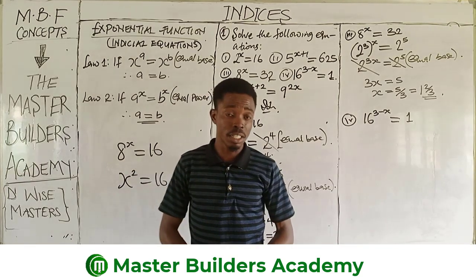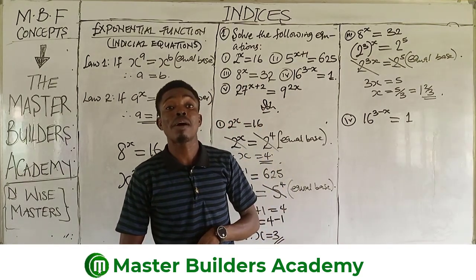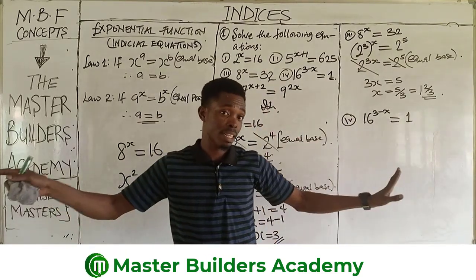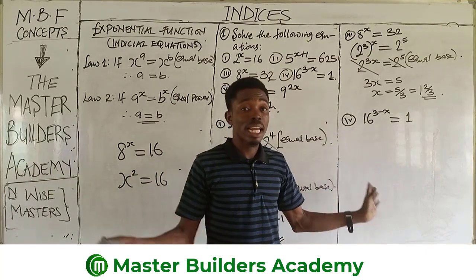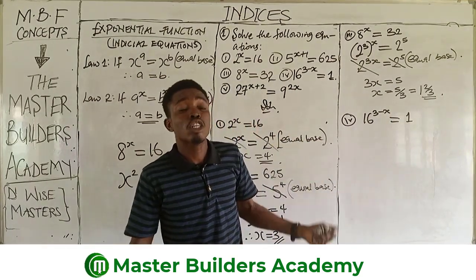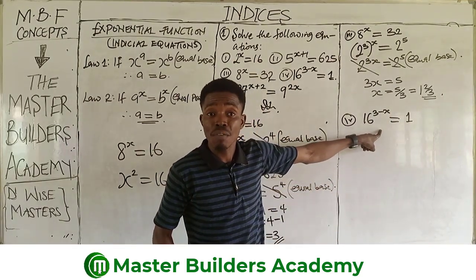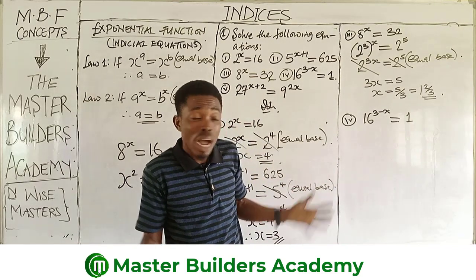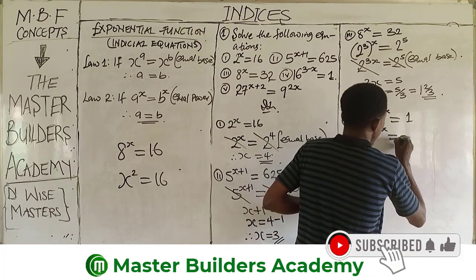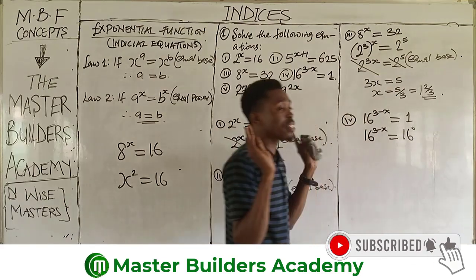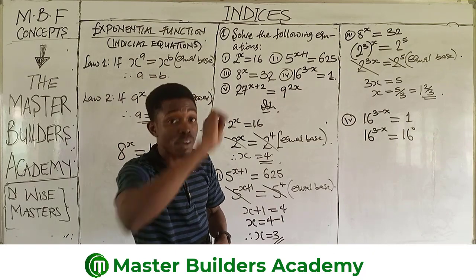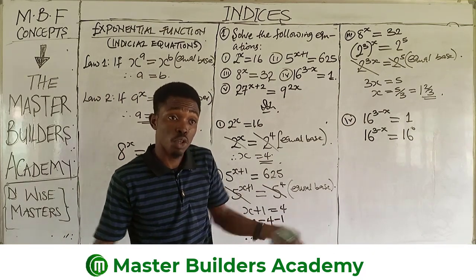Recall law number 3 in indices, which says that anything raised to the power of 0 is 1. That means I can replace this 1 by 16 raised to power 0. It's as simple as that. There is no need for me to break this down, except if I have a larger number here that I can break down. In as much as this is 1 that we have there, all I need to do is to apply law 3 of indices, that anything raised to the power of 0 is 1. Therefore, I will simply have this as 16 raised to power 3 minus x is equal to 16 raised to power 0. We just replace 1 with 16 raised to the power of 0 because anything at all raised to the power of 0 is 1. So 16 raised to power 0 is 1 equally.